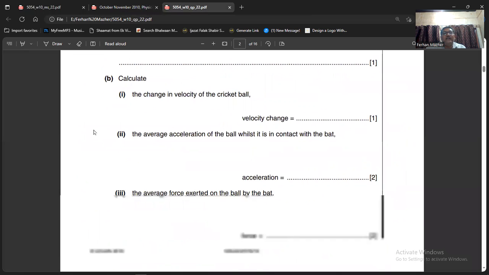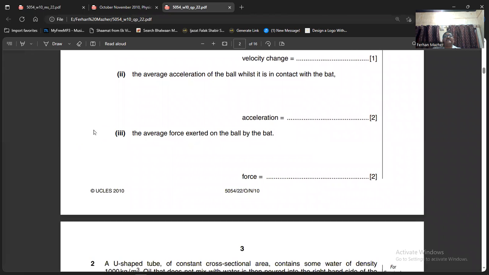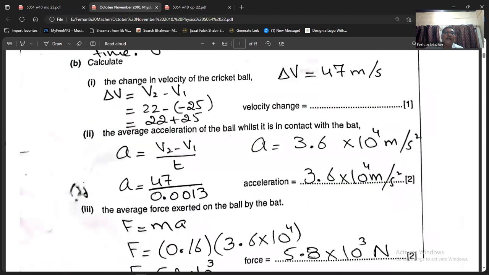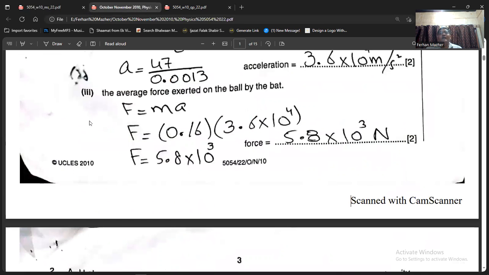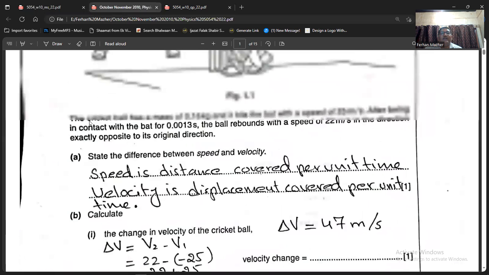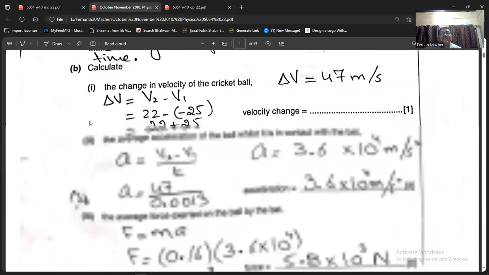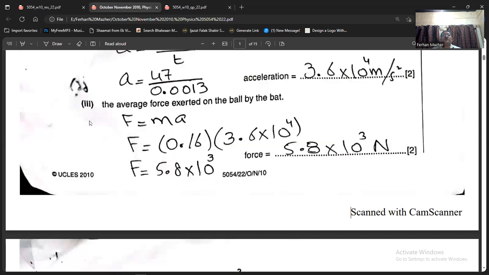Question number 1B, third part: the average force exerted on the ball by the bat. The resultant force, according to Newton's second law of motion, is F equals ma. So we will apply that. The mass of the ball is given, that is 0.16 kg. So F equals ma. So mass is 0.16 kg, and the acceleration is 3.6 × 10^4 meters per second squared.